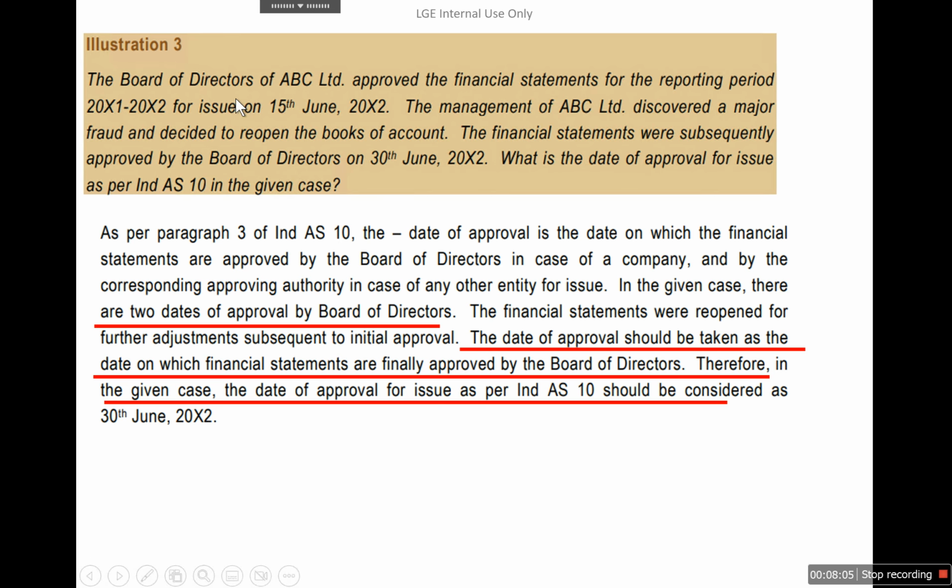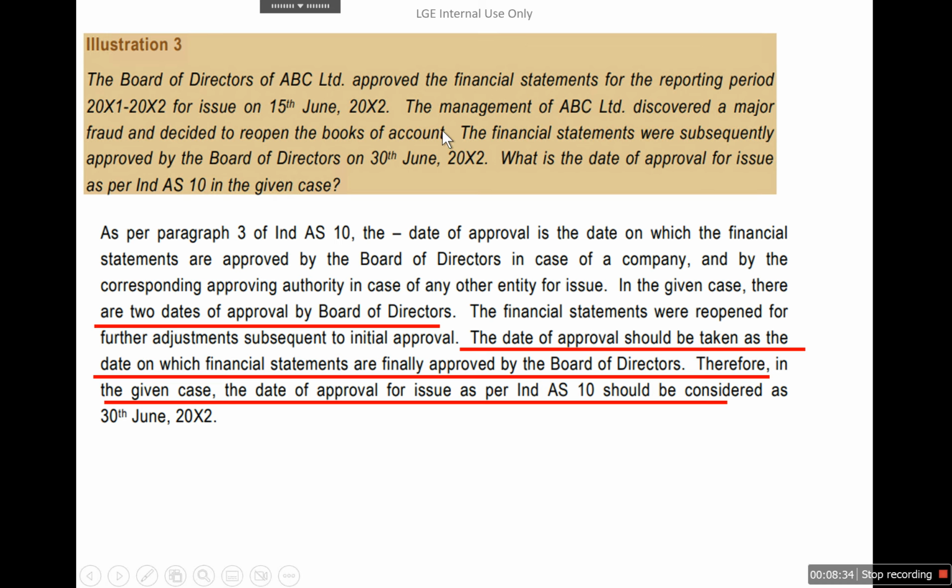Next example is the Board of Directors of ABC Limited approves the financial statement for the reporting period X1 to X2 for issuance on 15th June. So approval of financial statement is 15th June. The management of ABC discovered a major fraud and decided to reopen the books. The financial statements were subsequently approved by the Board of Directors on 30th June. What is the date of approval for issue as per Ind AS 10?